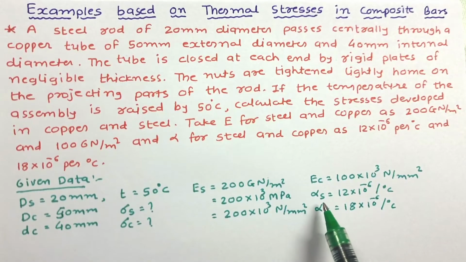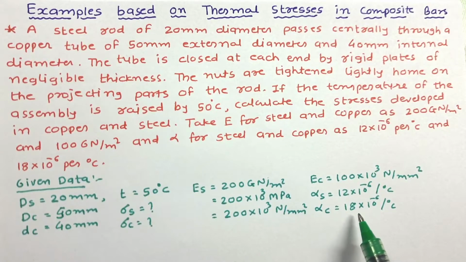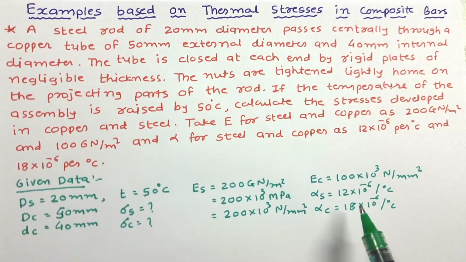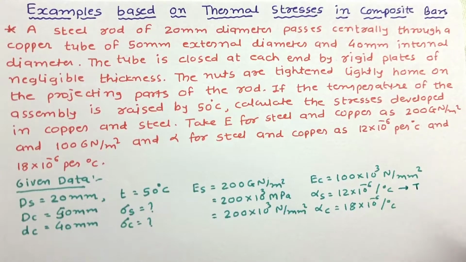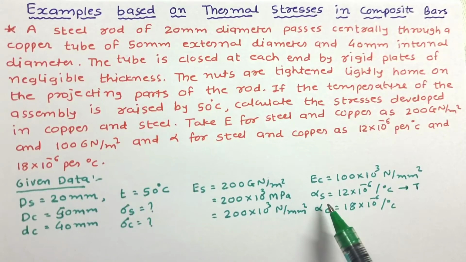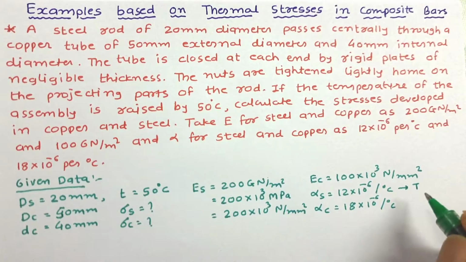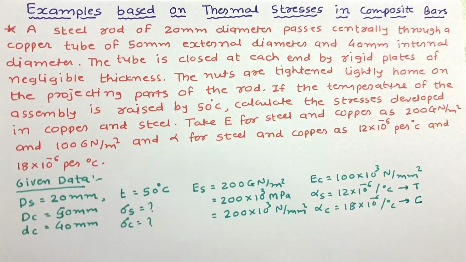Here this is very important for us. The coefficient of thermal expansion for copper is more than that of steel. So copper will try to expand more than steel, and copper will apply tensile force on steel. So steel is subjected to tension, and steel will not expand as much as copper. So steel will apply compressive stress on copper. So copper is subjected to compressive stress.